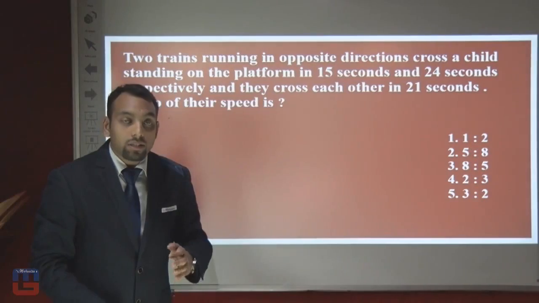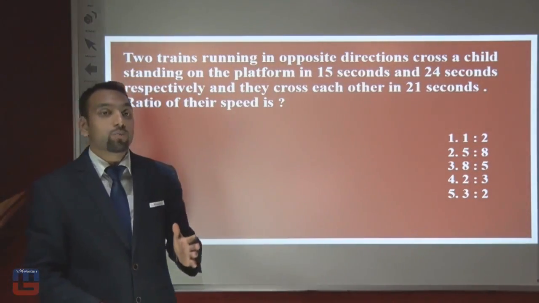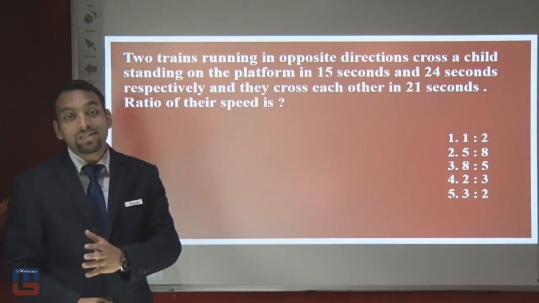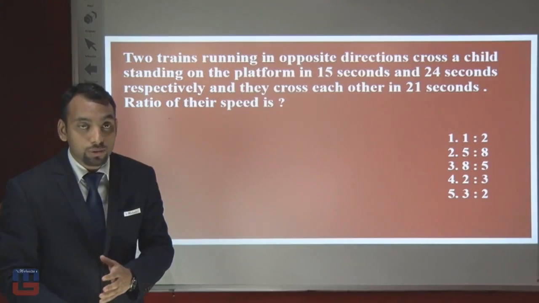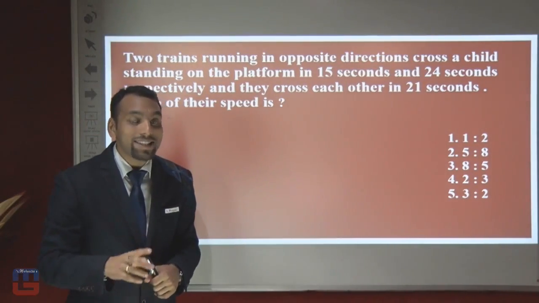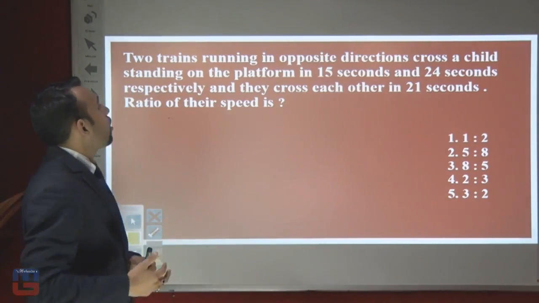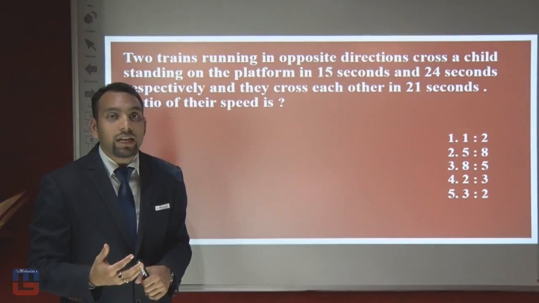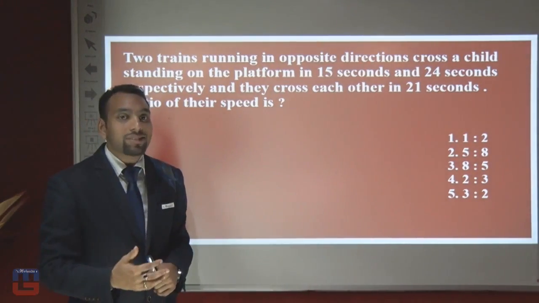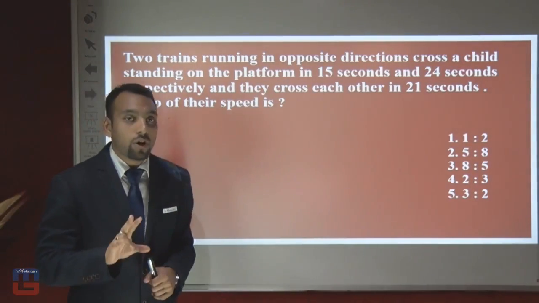You can see here the next question is from trains, and this is a very important question as well, because this question has come in the examination so many times in SSC, or you can say in banking also. Now what the question is saying: two trains running in opposite directions cross a child standing on the platform in 15 seconds and 24 seconds respectively. If they cross each other in 21 seconds, find the ratio of their speeds.